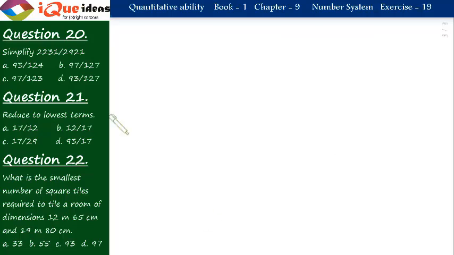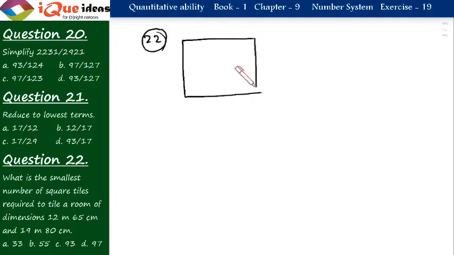Now let's take up question number 22. It says, what is the smallest number of square tiles required to tile a room of dimensions 19 meter 80 centimeters by 12 meter 65 centimeters? So let's say there is a rectangle shaped room, and the length of that rectangle is 19 meter 80 centimeters.